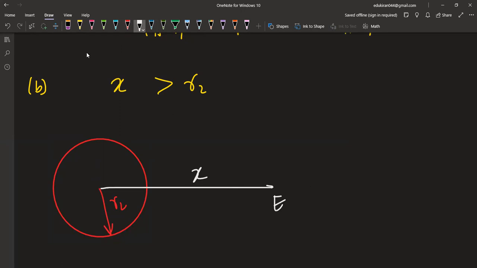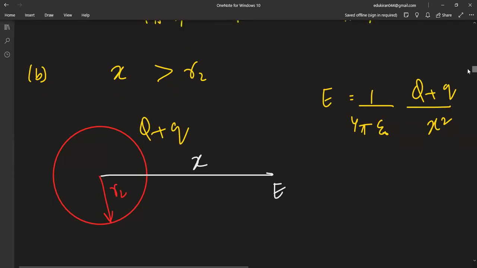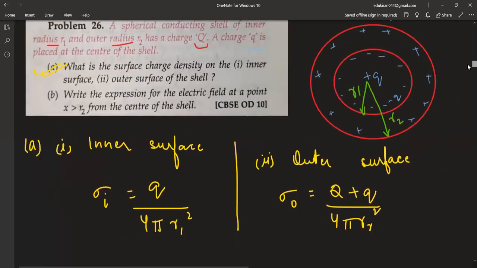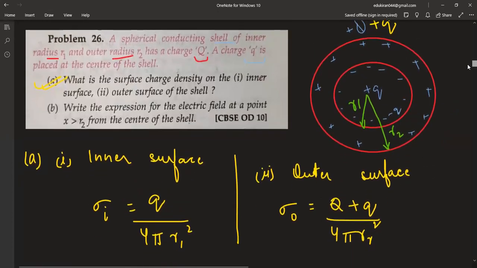So we have this case already. You already know the formula, electric field at a point outside. This is equal to K, 1 over 4 pi epsilon naught, times the charge, which is the total charge Q plus q, divided by the separation squared, that is x squared. Like this only you had to write. It's a very easy question, but at the same time it is difficult as well if you're not able to handle it. You just have to draw the figure, then you will be able to figure it out. Write it down.